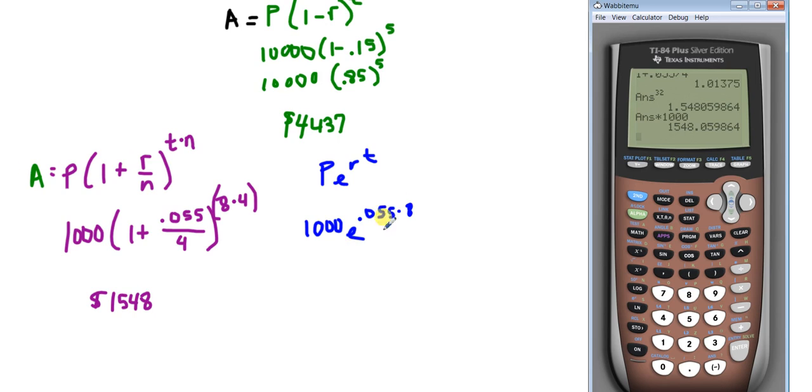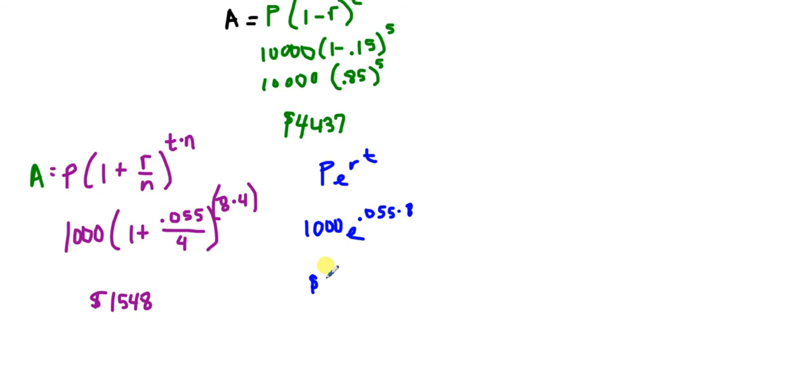And so on the calculator, e to that power, e is just a number. So if I go second, e to the 0.055. Once again, my calculator is the newer version, so I can actually multiply up there in the exponent. Otherwise, you'd want to multiply that ahead of time or put it in parentheses. Times 8, enter, and then I'd multiply that by 1,000. It's not going to be too much different. $1,553. So you can see we made $5 more compounded continuously versus compounded quarterly.